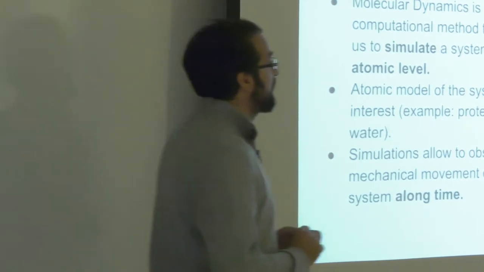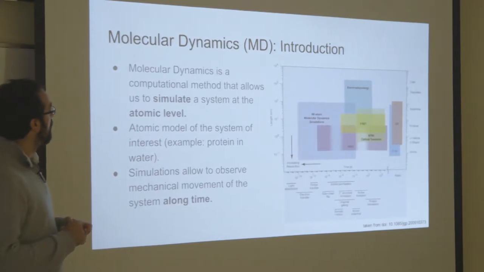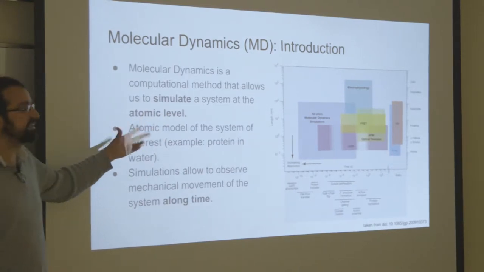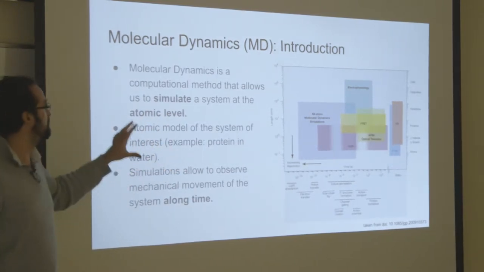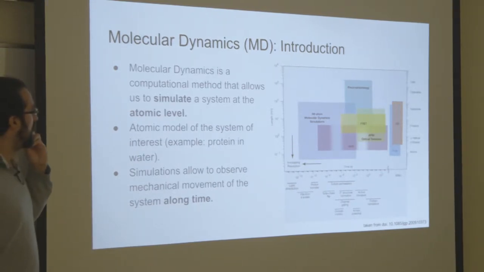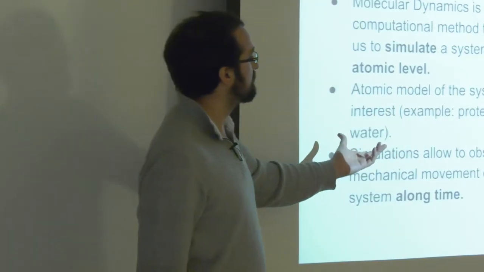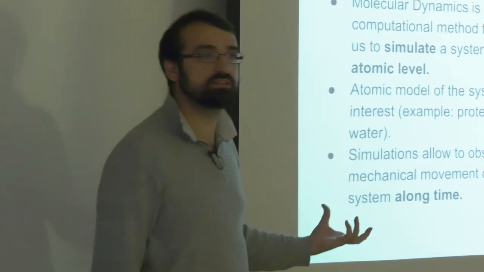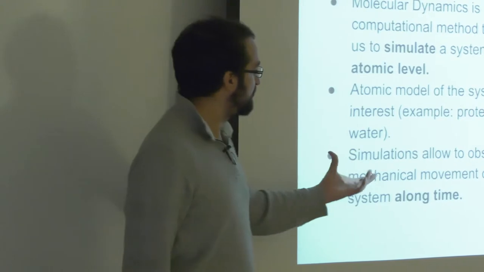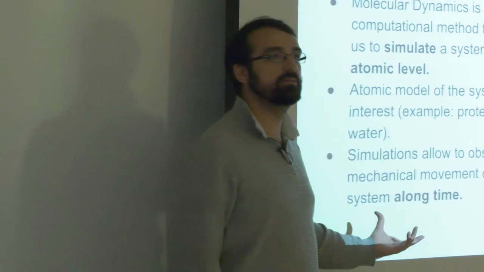Okay, so molecular dynamics, what is it? Basically it's a computational method that allows you to simulate a system at the atomic level, okay? This is the definition of molecular dynamics. For that, we need an atomic model of the system of interest, okay? For example, a protein in water. This is a target, for example, a protein in water, okay? And what these simulations do is allow us to observe the mechanical movement of the system along time, okay?